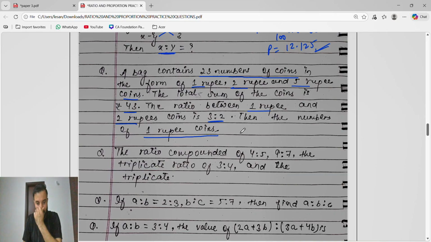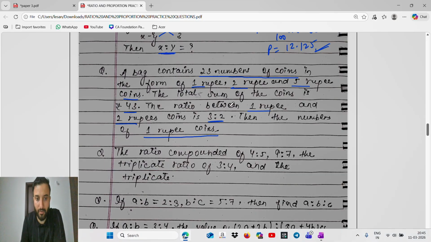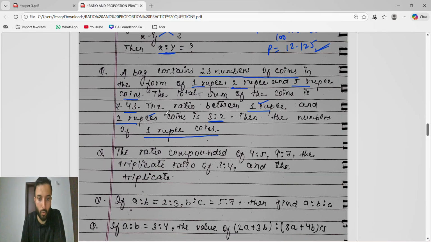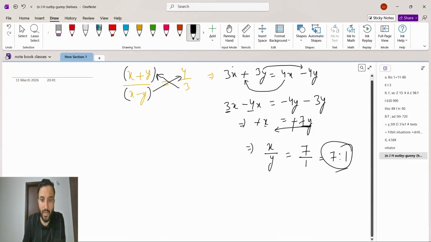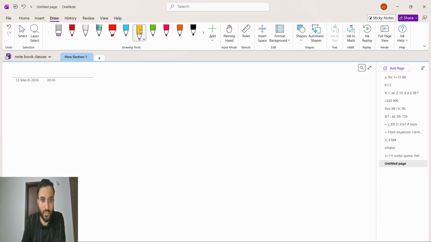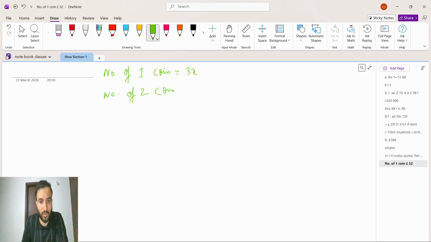Okay, so bhaiya dekho, simple thing. They have given the ratio between 1 rupee and 2 rupee coins is 3:2. So what I will write here, I will take a new page. Okay, so what is given, guys: number of 1 rupee coins is 3:2, so I will take it as 3x. And the number of 2 rupee coins means 2x.